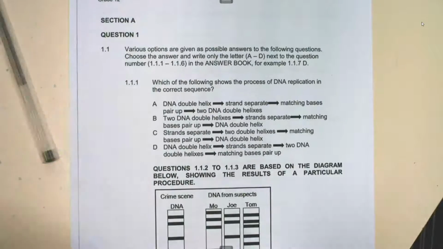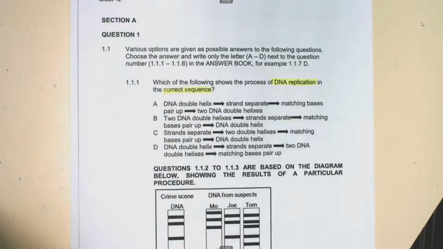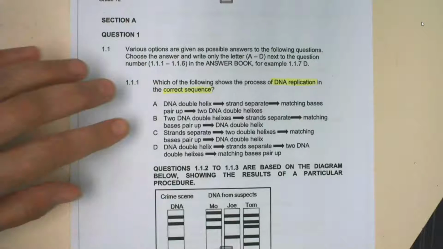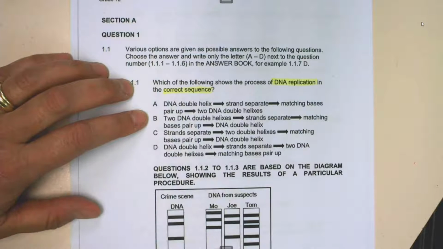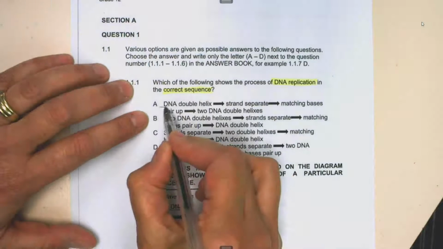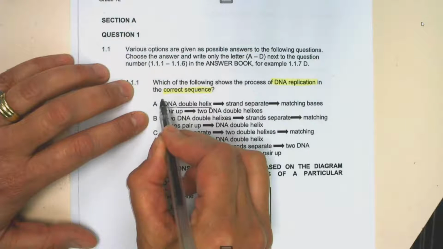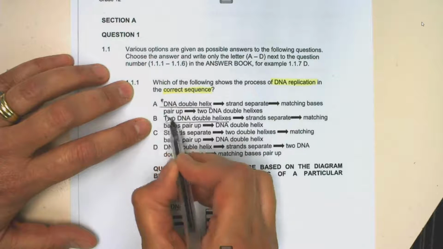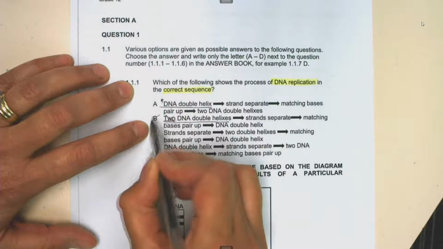Now, I like to work with color, so here we go. So this is about DNA replication, excuse me, and the correct sequence. Now, immediately I know what this should be starting with. DNA double helix unwinds. So there I can see in A, DNA double helix, okay, so that is a possibility. 2 DNA double helixes, no, it's not, that's the end. We have 2 DNA strands at the end, so it cannot be B.